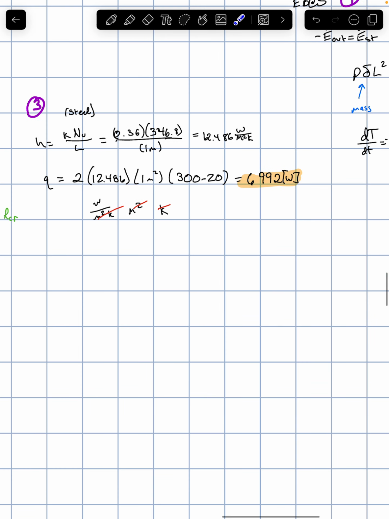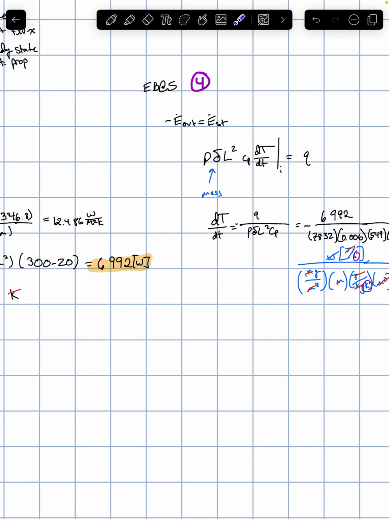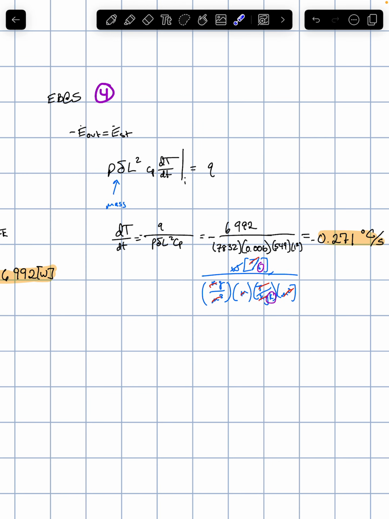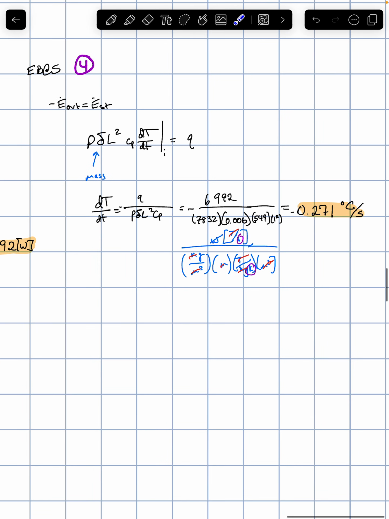And then we can go ahead and plug that into that equation we set out to use initially, and we'll get 6,992 watts. So then to solve the second part of the problem, we're going to go ahead and do an energy balance around the surface.